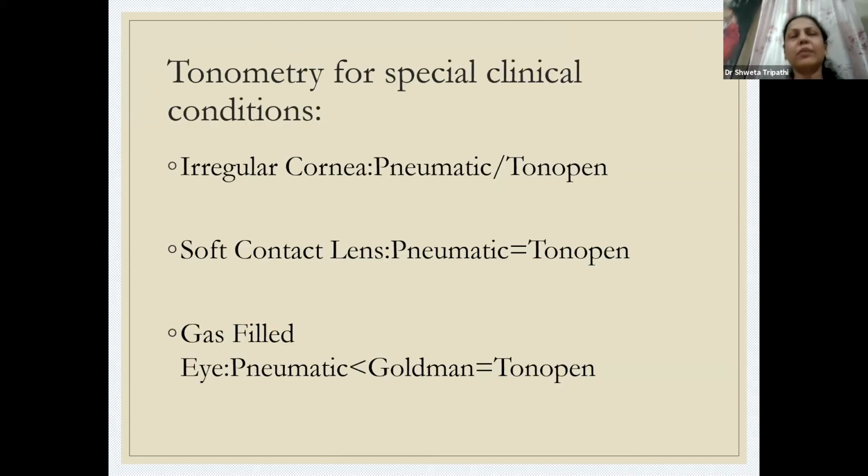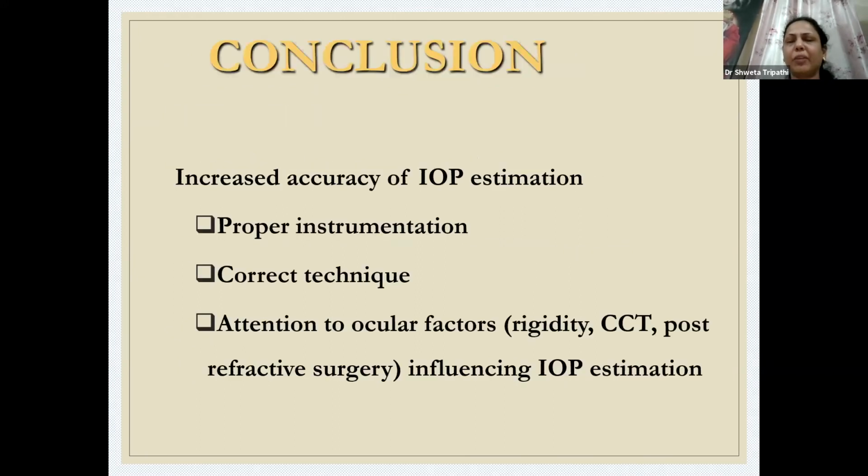So now, while concluding, I would like to highlight the special clinical conditions where certain specific types of tonometers are preferred, like in irregular corneas, the pneumatic tonometer; with soft contact lenses, pneumatic and Tono-Pen can be used; and in gas-filled eyes, the Goldmann tonometer can be used preferably.